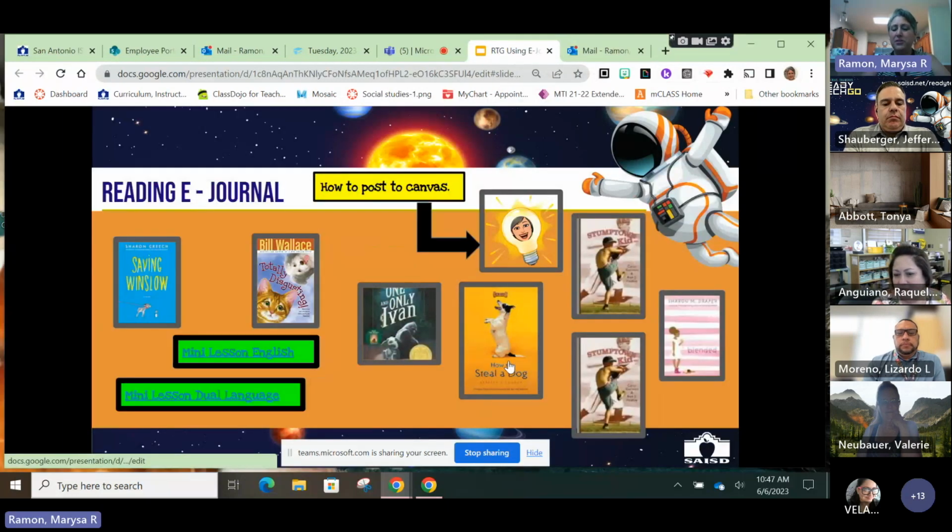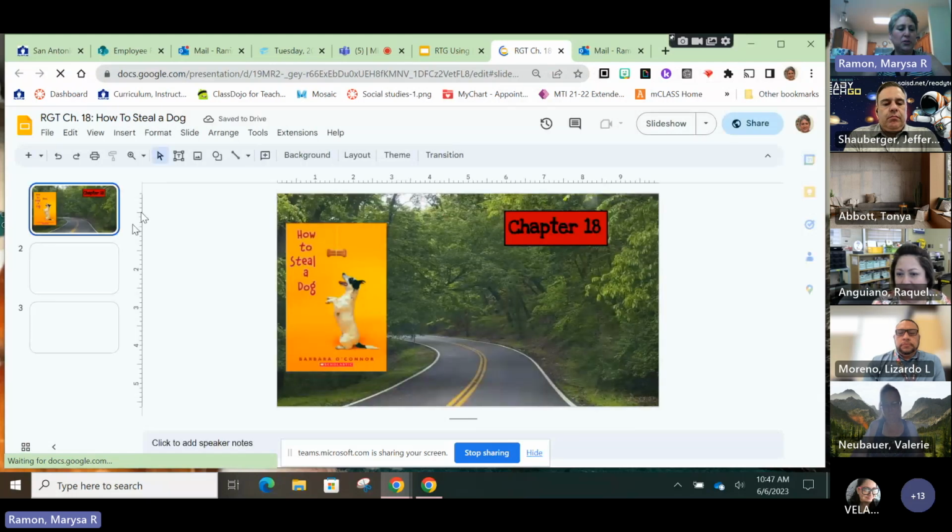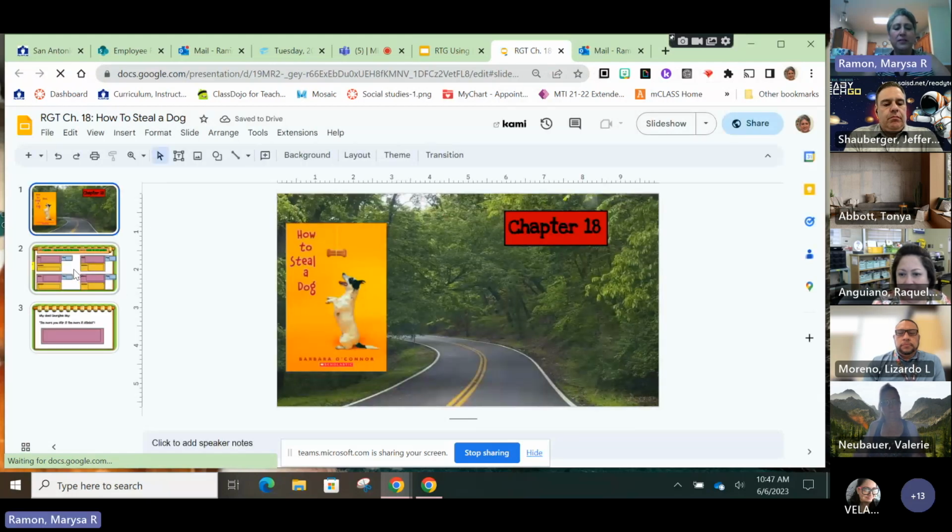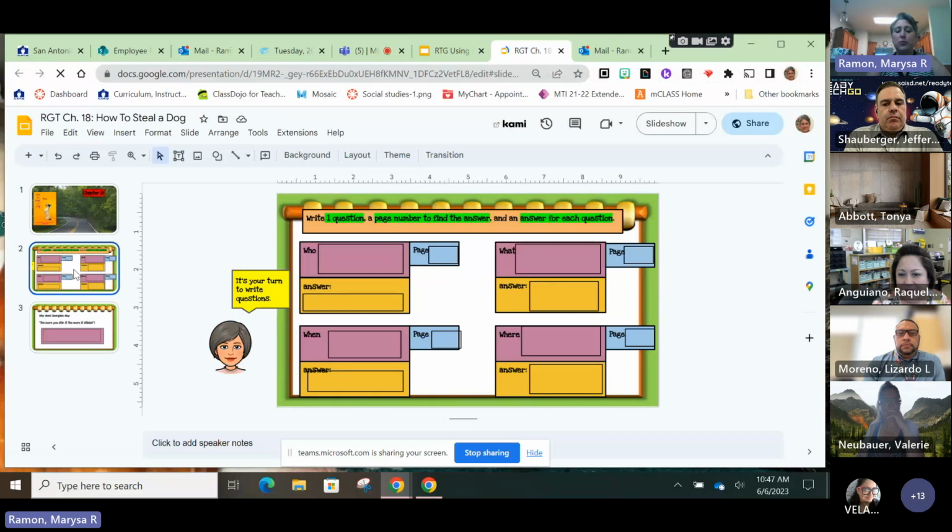Okay. How to Steal a Dog is in here as well. I'm going to go to this one real quick so I can show you what they had to do on this one. Okay, on this slide that day, it was write one question, a page number to find the answer, and an answer for each question. So I said, it's your turn to come up with questions. The first time we did this, scared the heck out of them. Then they just got so much better because everybody's so competitive that they want to come up with good questions.